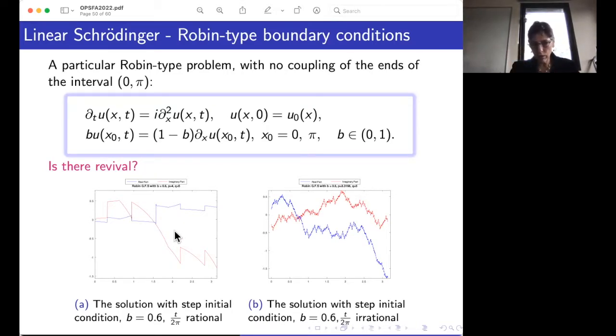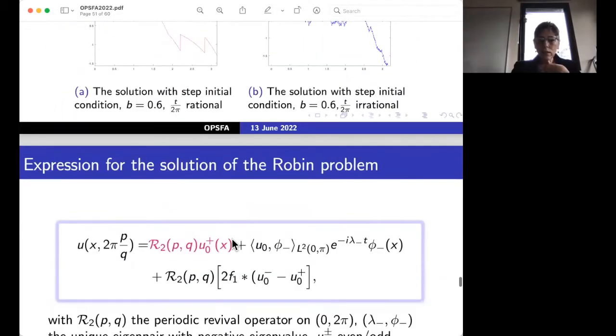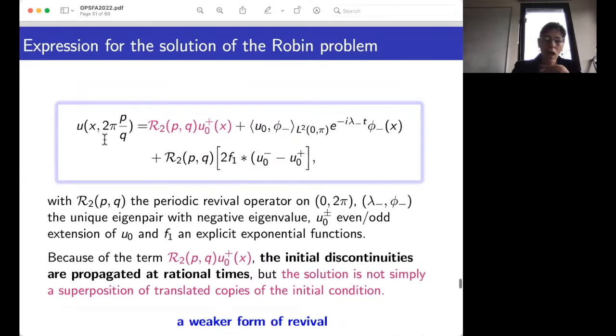This was just the solution with initial step function at time 0, but there was still something special going on at rational time as opposed to irrational. And indeed, we found that there was a part of the solution that is just obtained, as in the revival case, by applying these finite Gauss-type sums to the initial condition. So this would just translate the initial discontinuities to a finite number of other places.